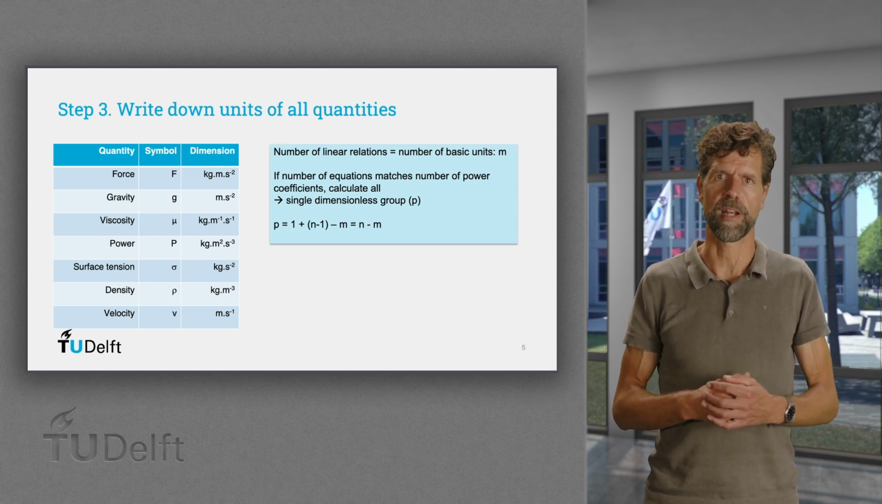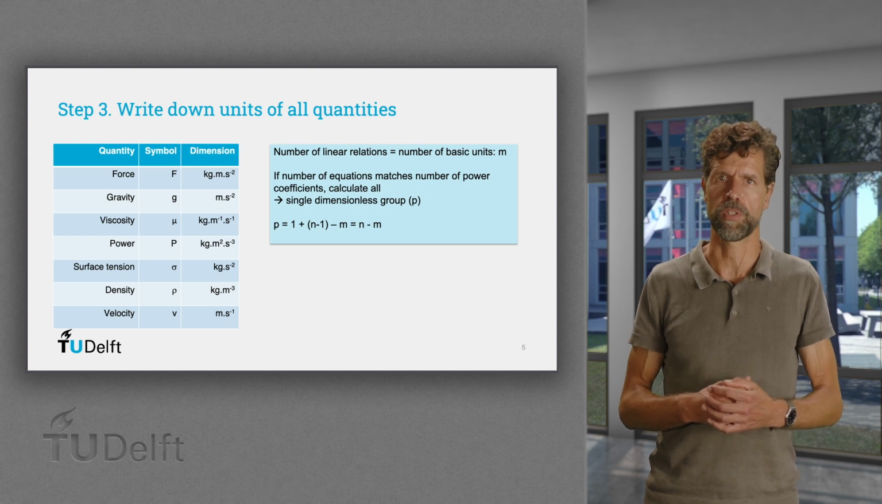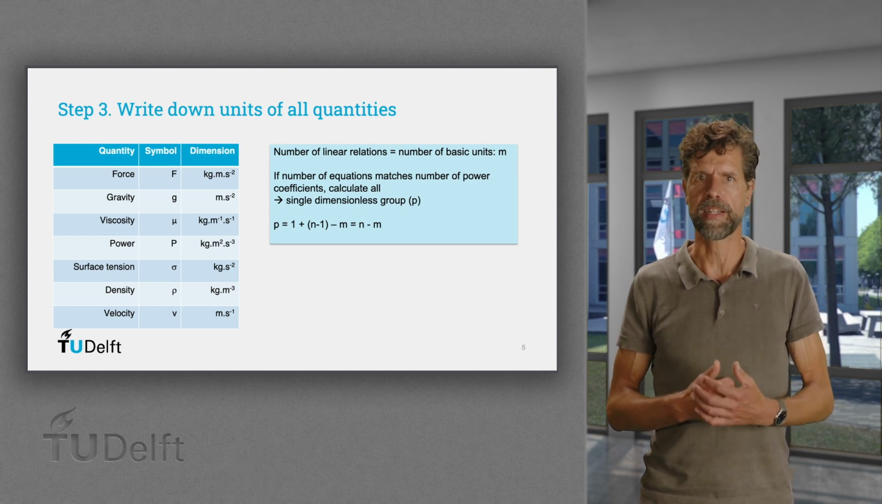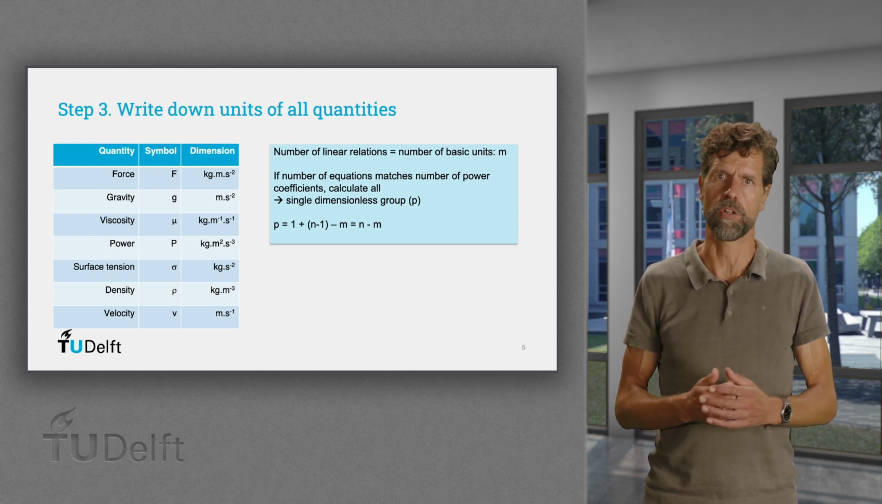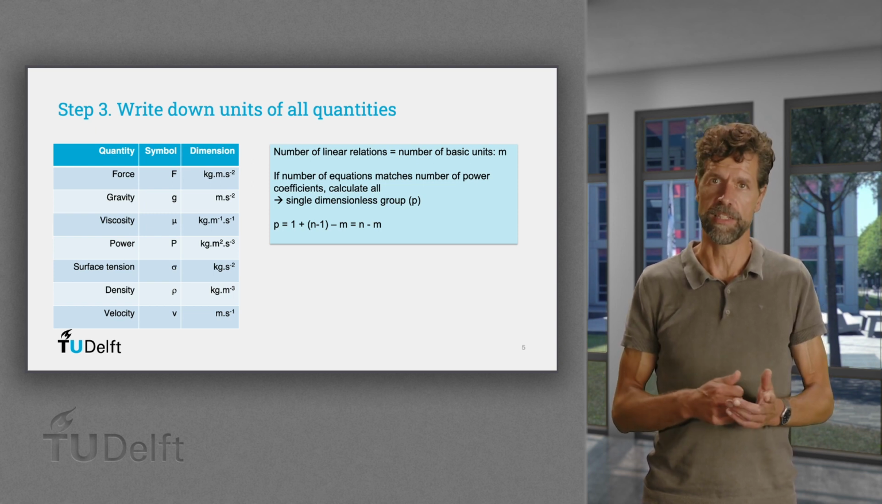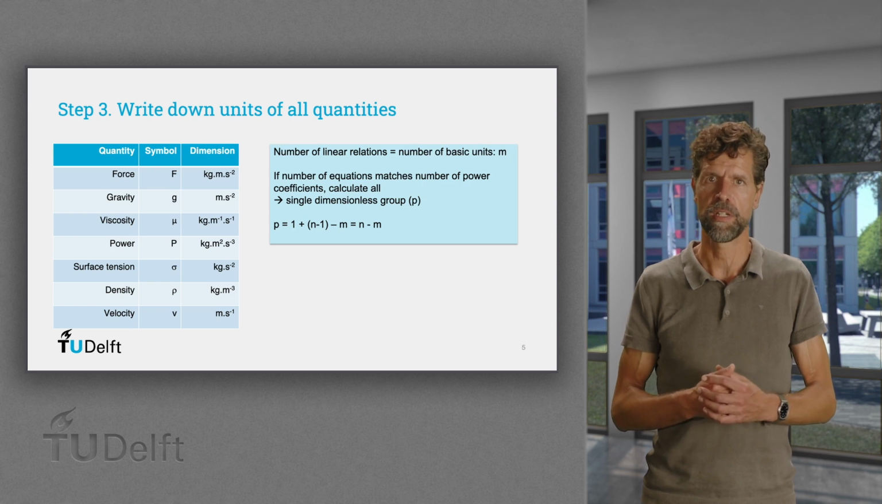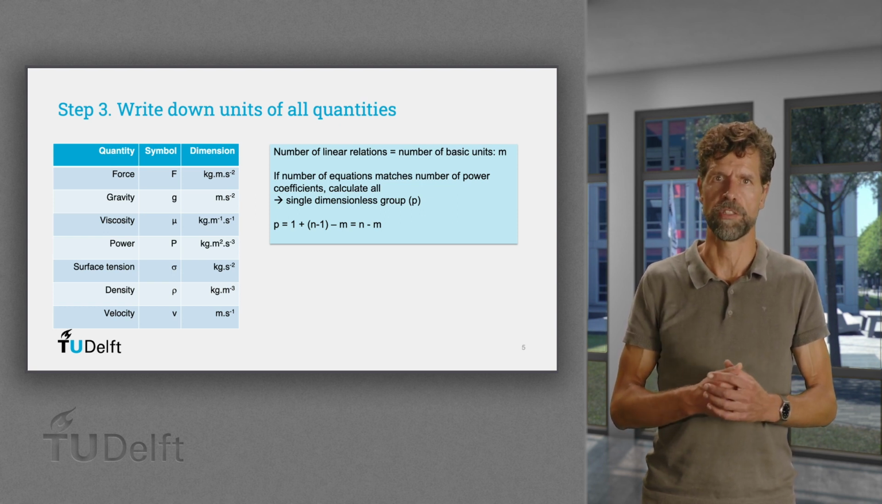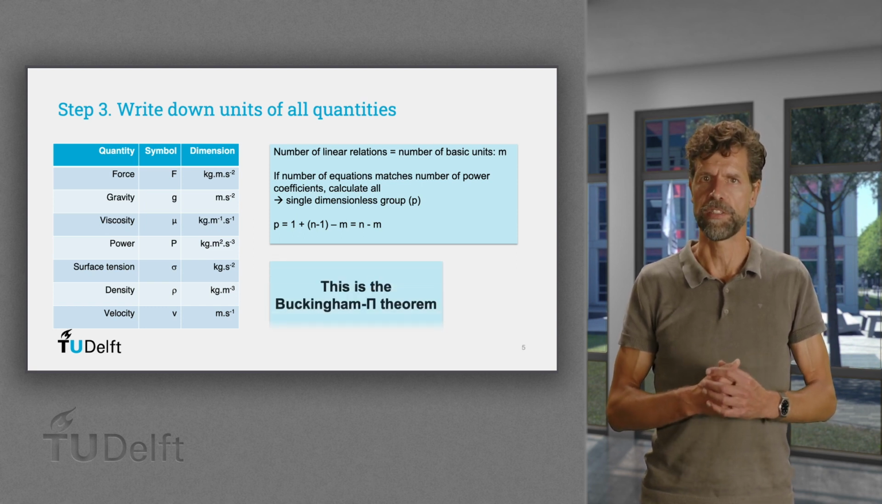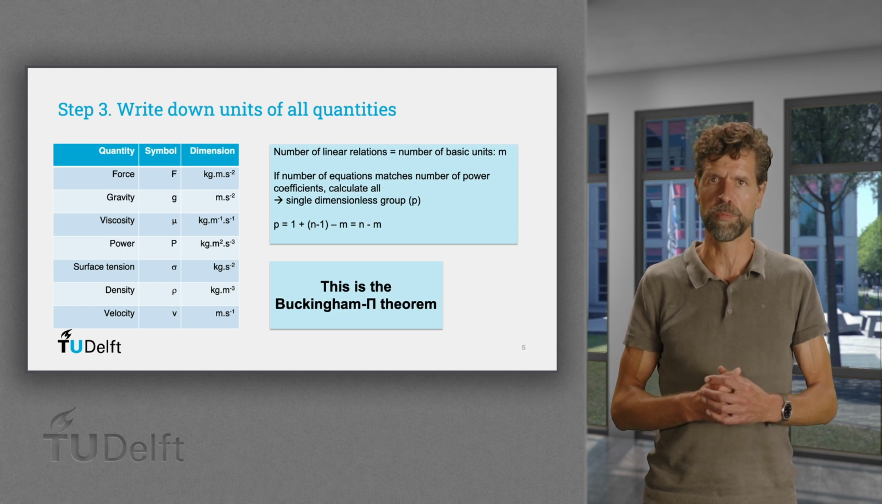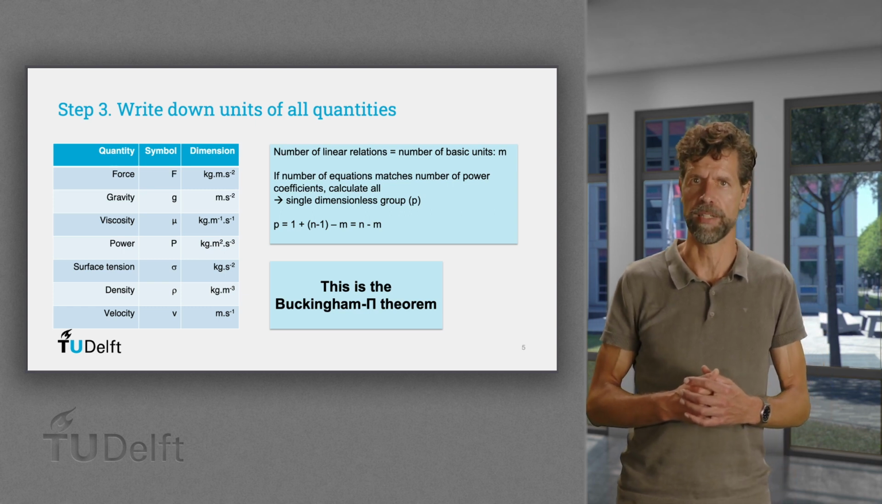The number of linear relations equals the number of basic units, which we define as m. In case the number of linear equations matches the number of explaining quantities, we can calculate all coefficients and we end up with a single dimensionless group. In case there are more explaining quantities than basic units, there's more than one dimensionless group, and the number of dimensionless groups equals 1 plus (n-1) minus m, which equals n minus m. This derivation of the number of dimensionless groups is the so-called Buckingham pi theorem.